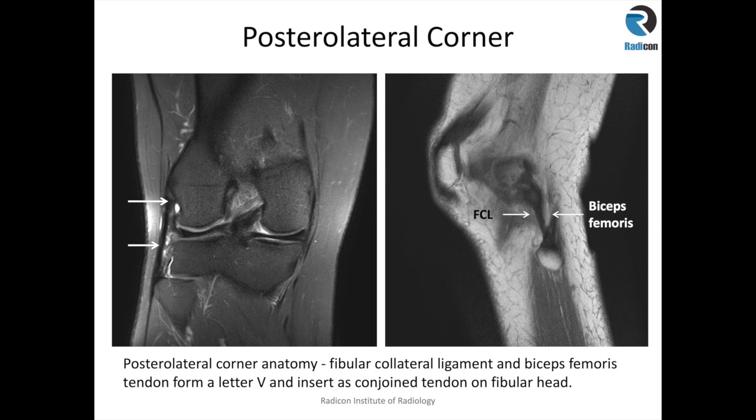It runs between the lateral femoral condyle and extends down, and close to the fibular head it joins the biceps femoris to form a conjoint tendon which inserts onto the fibular head, which you can see on the second image, and it almost forms a V-shaped structure. The anterior limb is the fibulocollateral ligament and the posterior limb is the biceps femoris, and it's a low signal intensity conjoint tendon inserting onto the fibular head, which is here.